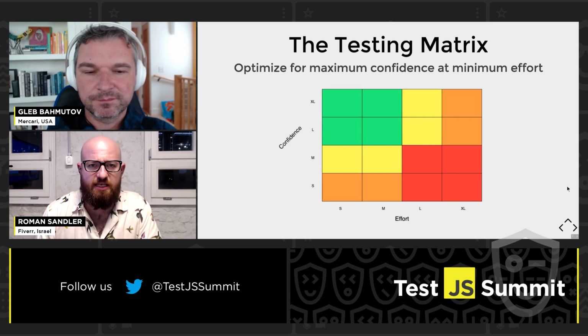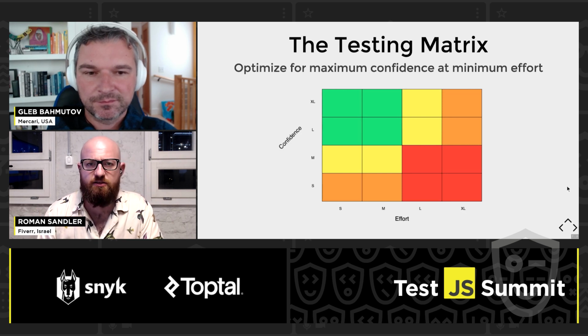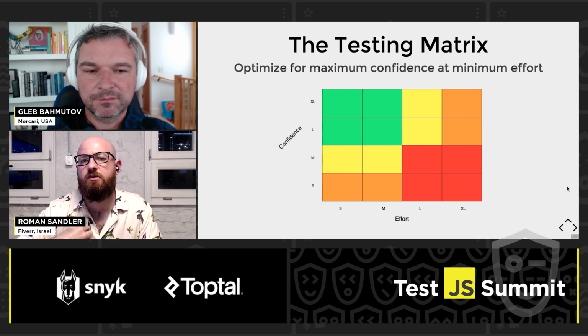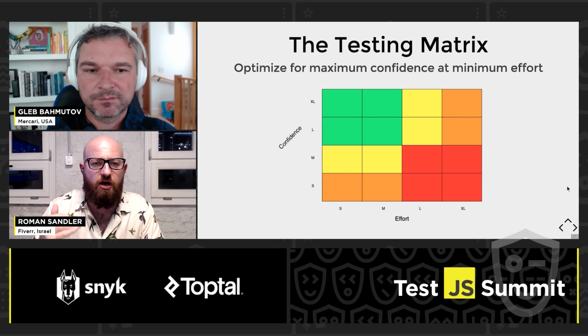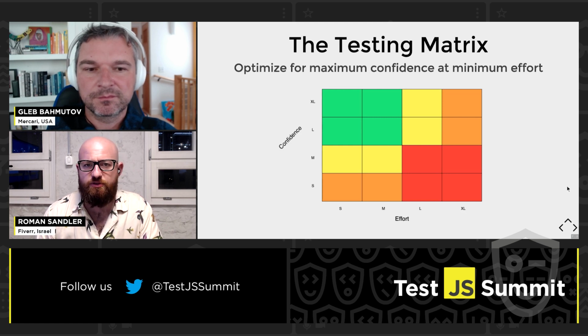We can run a bunch of examples on this matrix, but essentially think about it: if you feel like you spent, let's say, a large amount of effort on writing the tests, maintaining them, running them, whatever, but the confidence that you feel you get, if you had to give it a t-shirt size, let's say medium. So if you cross-reference medium confidence with large effort, well, that puts you in the red.